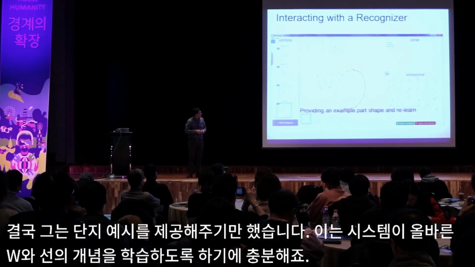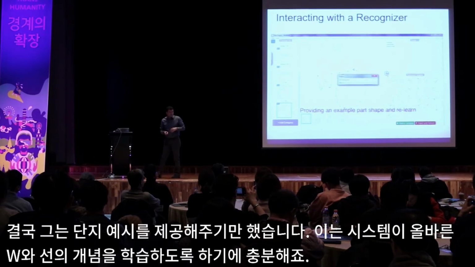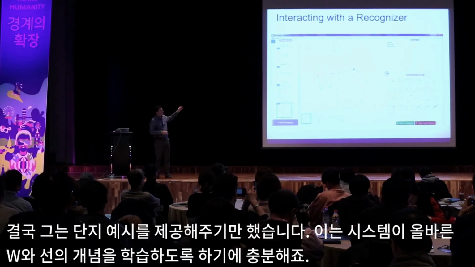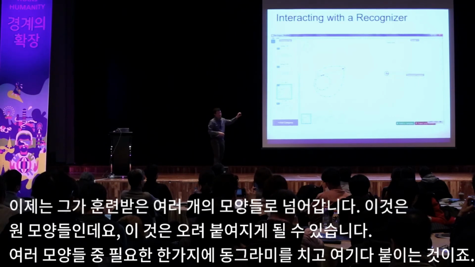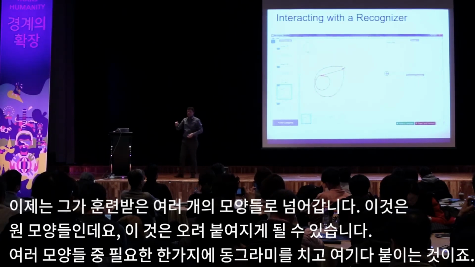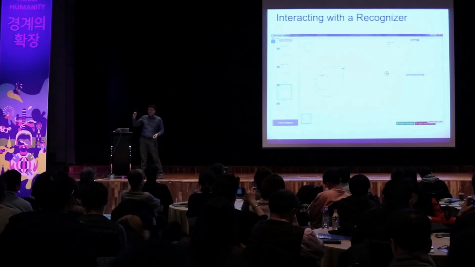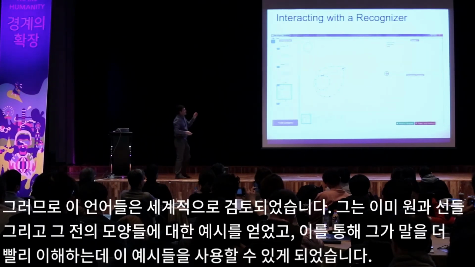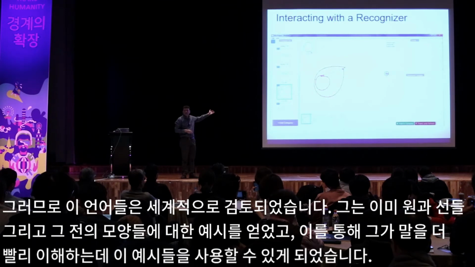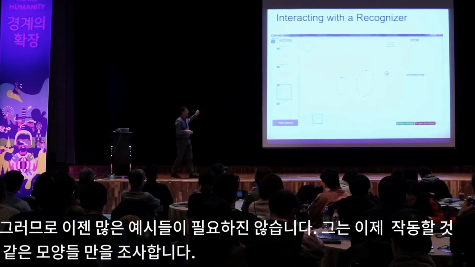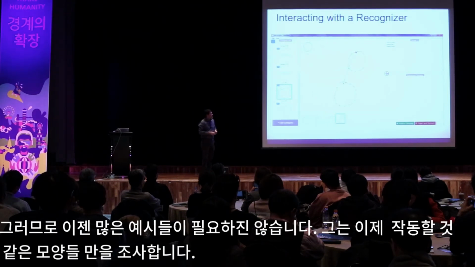So he just does that example up there. That's enough for it to learn a correct notion of a W and a line as well. So he moves on to the other gestures that are in the set that he's training. This is a circle, line, circle gesture. This could be like a cut and paste, right? Circle one thing and then paste it over here. Right? And so the language here is globally scoped. He's already given it an example of a circle and a line in prior gestures, so it's able to use that to learn what he means much more quickly here. He doesn't have to provide as many examples. And so he just inspects that it seems to be working.